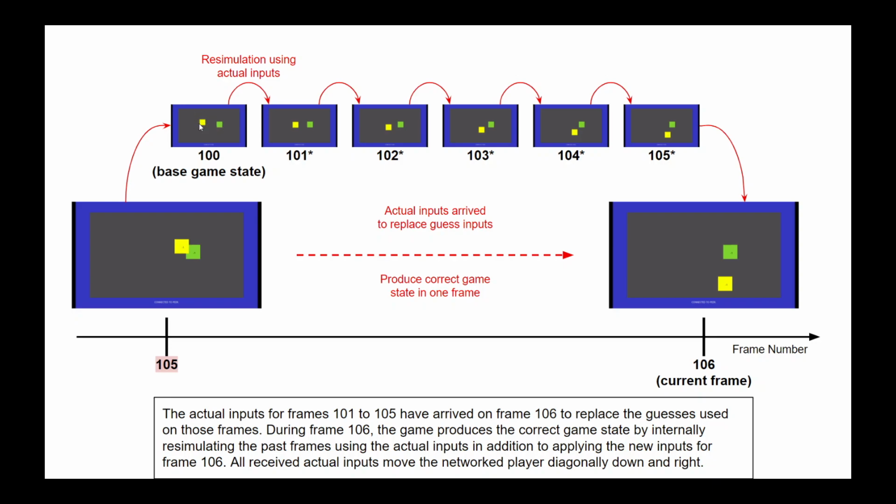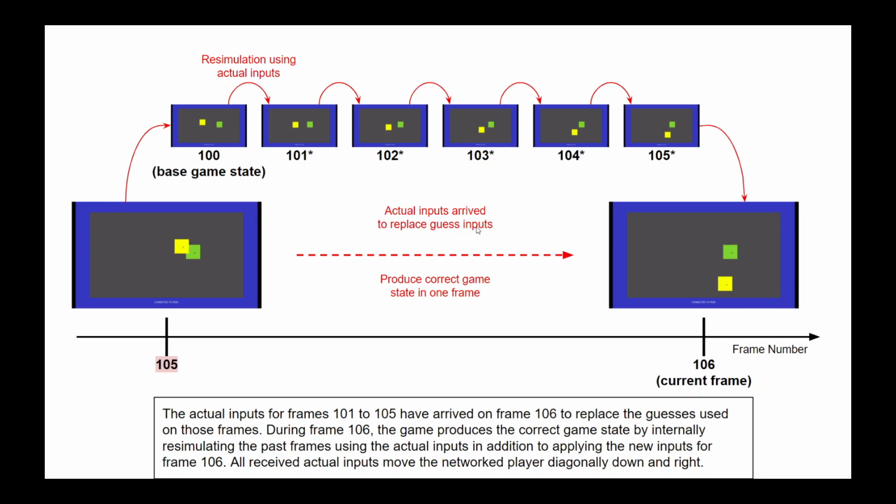For our game, the baseline game states we use for resimulation comes from the saving of game states that we implemented in the first video. Because the resimulation of past frames and the processing of the current frame takes place in a single frame, there will be an immediate visual adjustment.